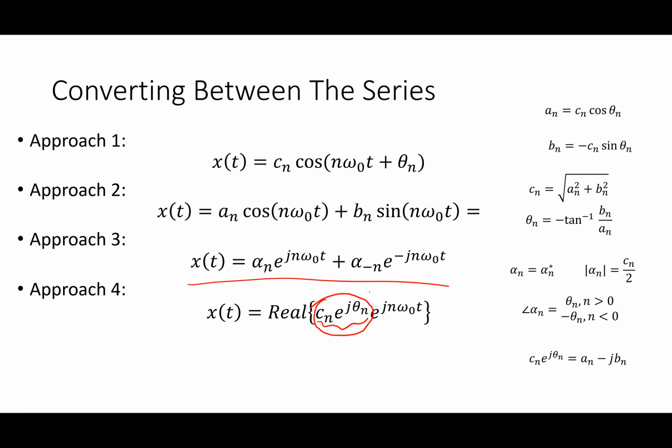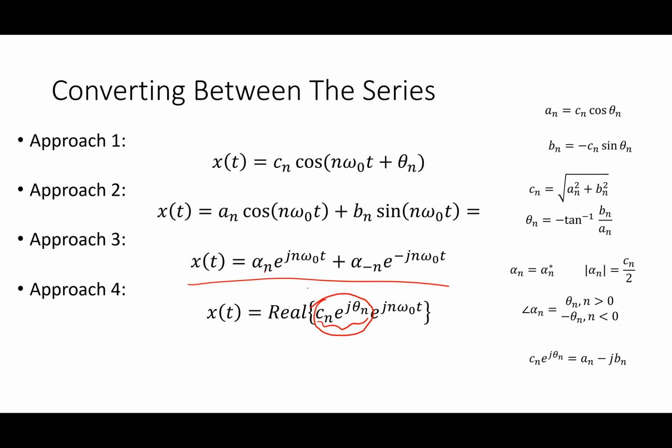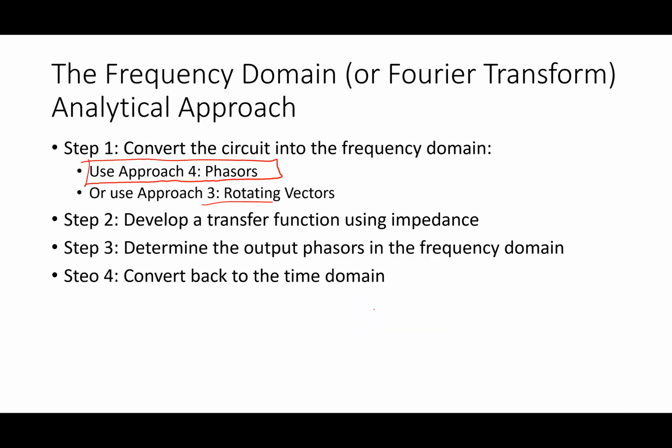Okay, so basically what you do is you convert into the frequency domain. You use those approaches to get these alphas or this c times e to the j theta. You develop the transfer function using impedance. Now this is a new term I've defined here called transfer function. I'm going to talk about that in some more detail at the very end of class today and on Wednesday. Then I figure out the output phasors, and then I go back to the time domain.